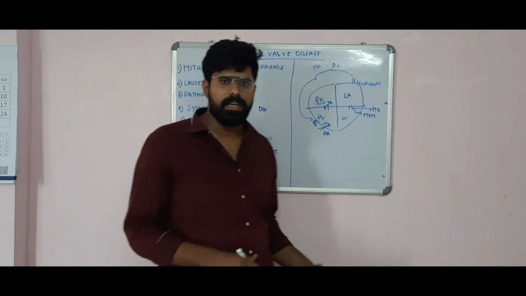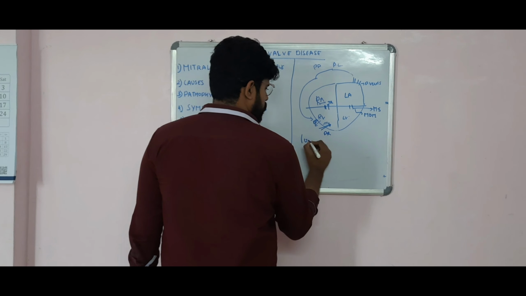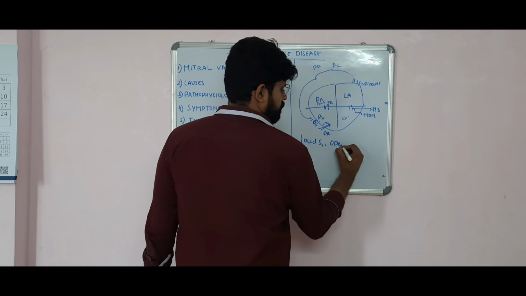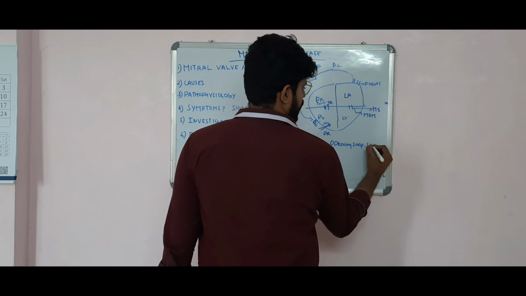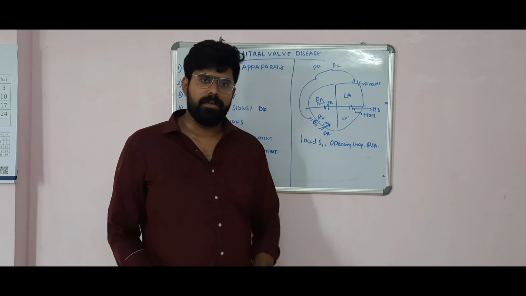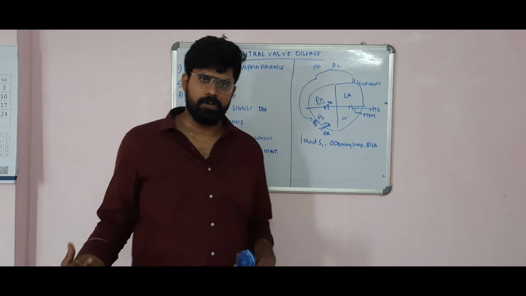It is an early diastolic murmur. The other auscultatory findings of mitral stenosis include a loud S1, an opening snap, and a pre-systolic accentuation. These are the three classical findings found in mitral stenosis.